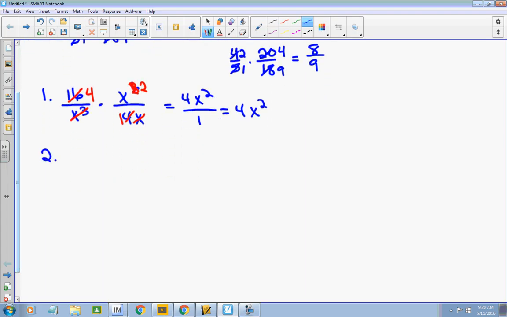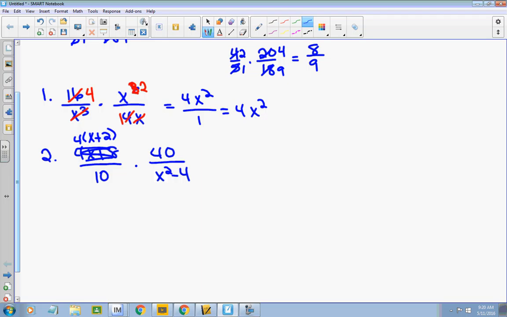Okay, so here's another one. We have 4x plus 8 over 10 times 40 over x squared minus 4. Now, just like yesterday, we want to look at our numerators and denominators, and we want to try to factor, okay? Because remember, you can only cancel factors, you can't cancel terms. So what could I do here on the top? Is there anything common? Is there anything I can do with that? Factor out a 4, which is going to leave me with x plus 2.